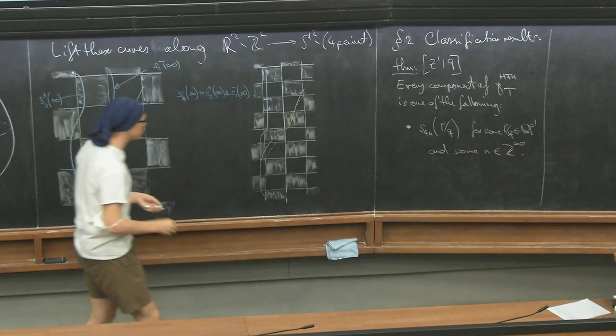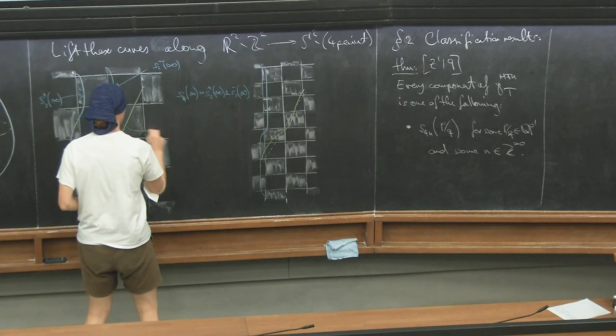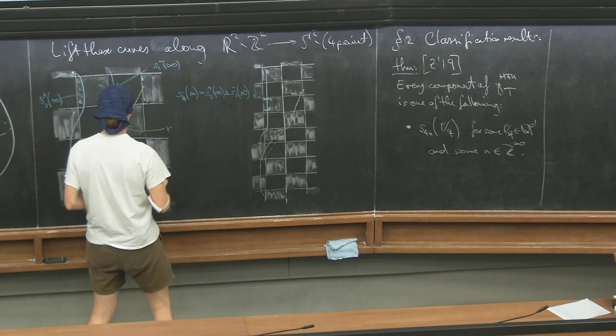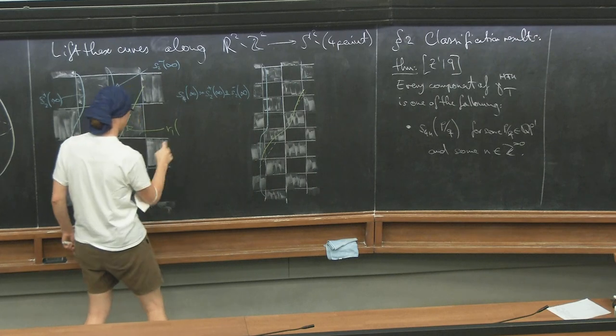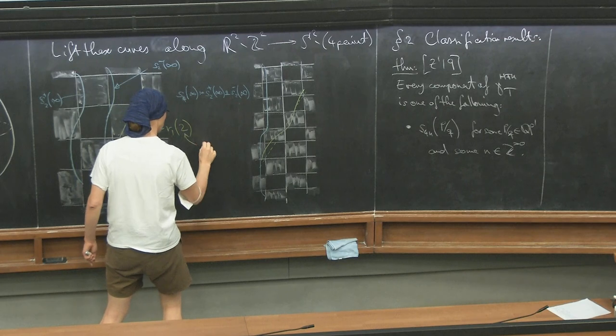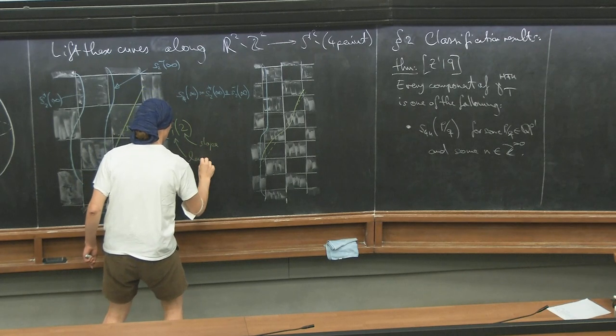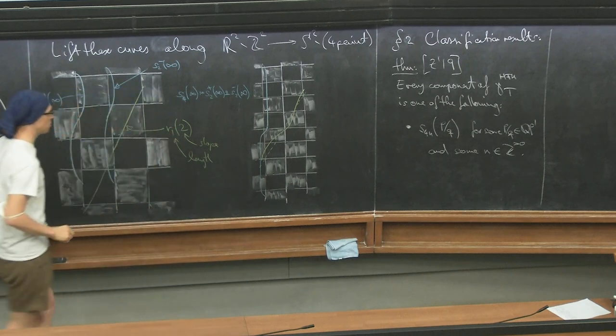That's the first type of curve, and the second type of curve is this curve here, which looks like a straight line. These are the so-called rational curves. This one is a rational curve of length 1 and slope 2. So this is the slope, this is length, and R stands for rational.